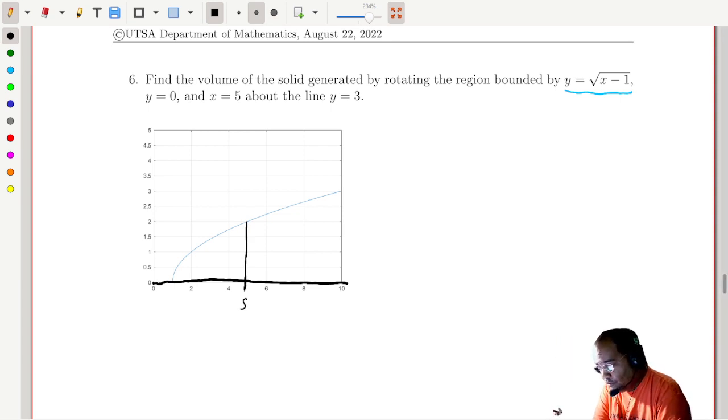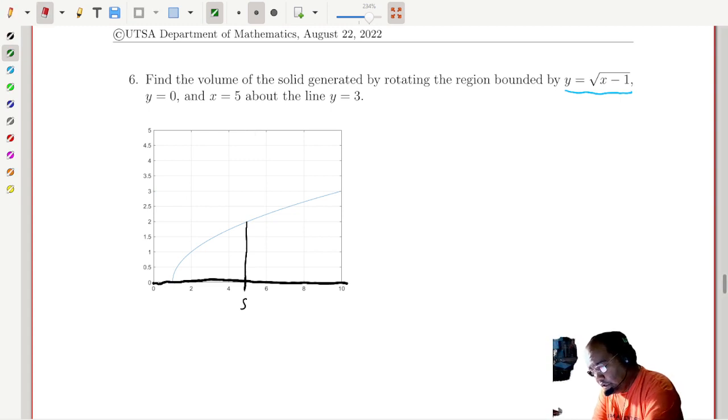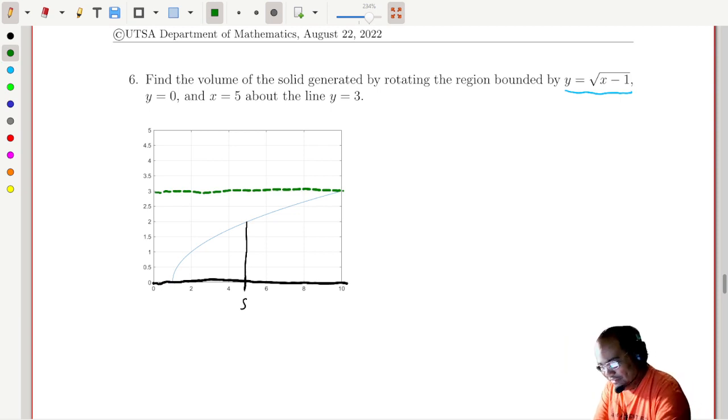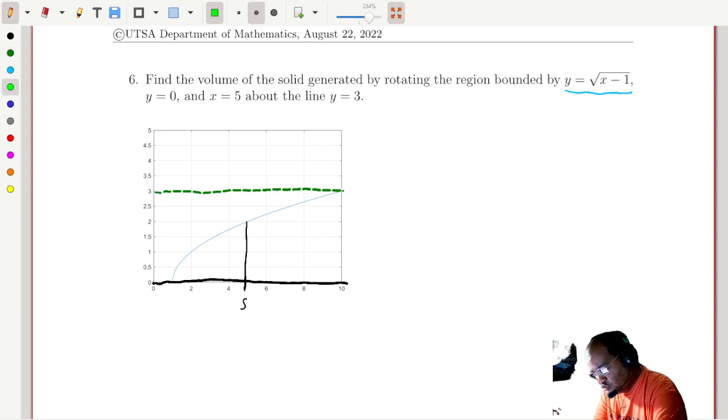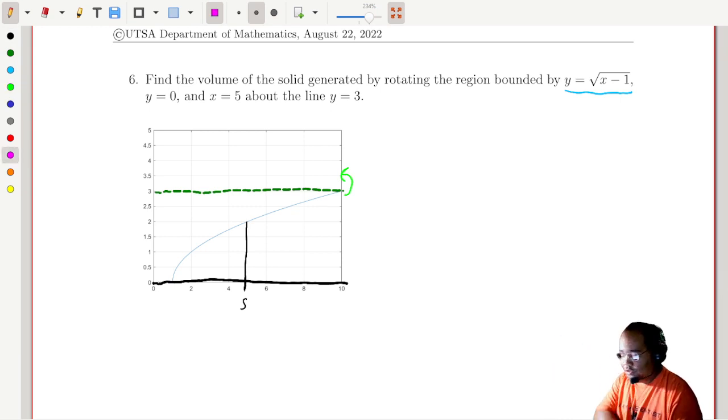And we're rotating this around the line y equals 3. Let me draw that as a dashed line, y equals 3. I've never used this, but this is cool. We're going around that dashed line. Let's draw in our arrow, and we're going to color in our region.